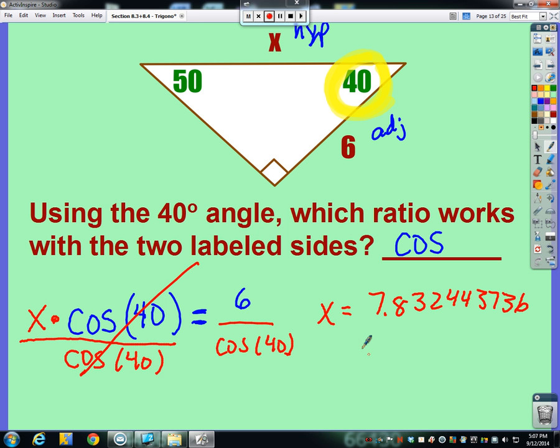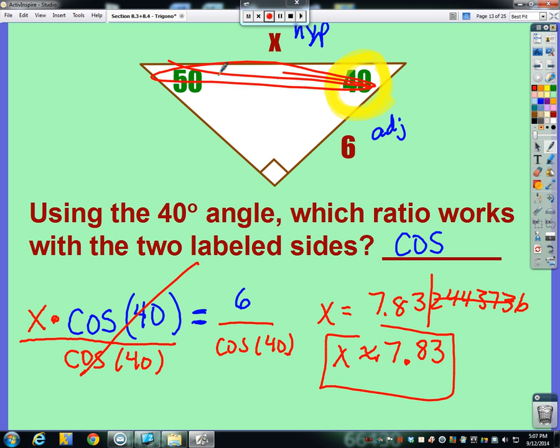I get on my calculator that x would equal 7.832443736. This is where we're going to round. I'm going to round it to, I don't know, 2 decimal places. So I'm going to go 7.83. I'm going to cut off there, chop off everything else. And that's how long the hypotenuse is in this right triangle. It's 7.83.